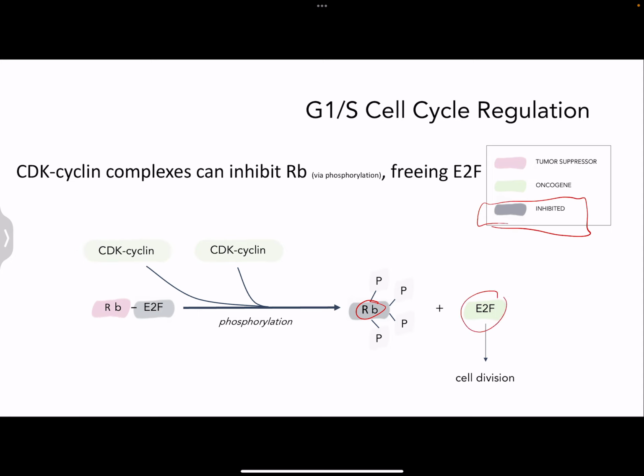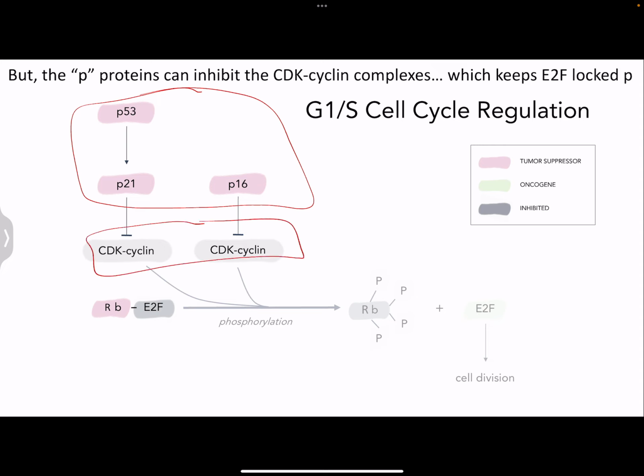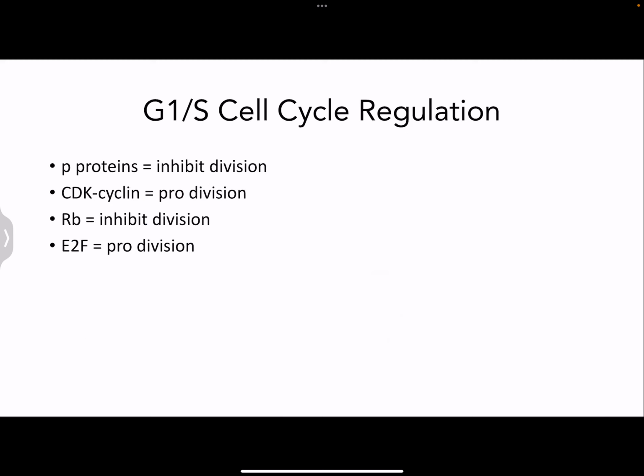And you know what? That now means E2F is free to push us, yay, cell division, let's enter into S phase. But what if we were not ready to go into S phase? What if something's wrong? What if there's not enough growth signals or not enough nutrients, or we detect damage with the DNA? Well, then all of the P53s and the P proteins can come along and facilitate the CDK cyclin complexes so that they do not phosphorylate RB, so it stays inhibiting E2F so that we do not have cell division.